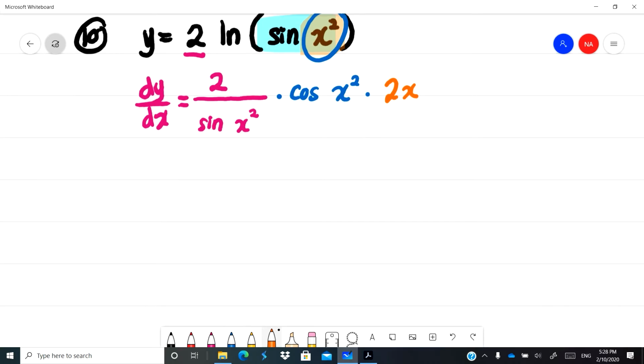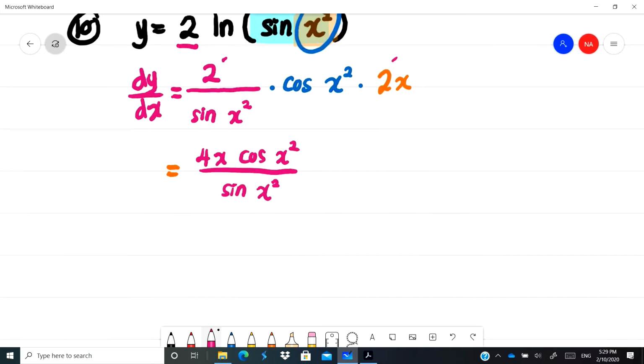All right, now you have to simplify. Your final answer will be 2 and 2 can be multiplied here, so it will give you 4x cos of x squared over sine of x squared. But please don't cancel this x squared with x squared. Because this sine cannot be alone here. Sine of what? If you write this, it is not sine, it is sin. So please don't cancel this. Nothing can be cancelled here, so you just leave your answer like this.